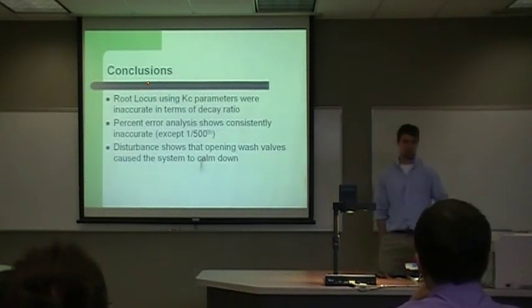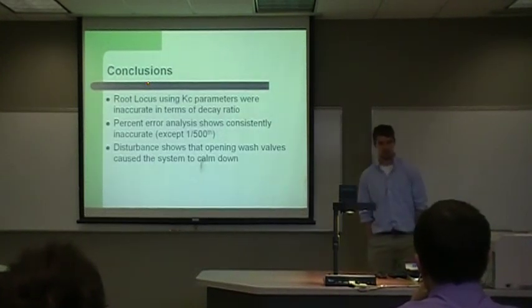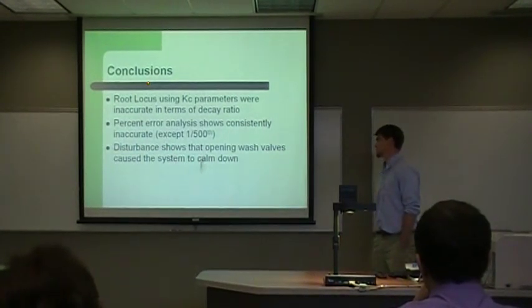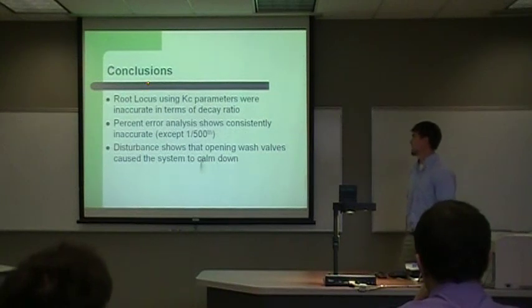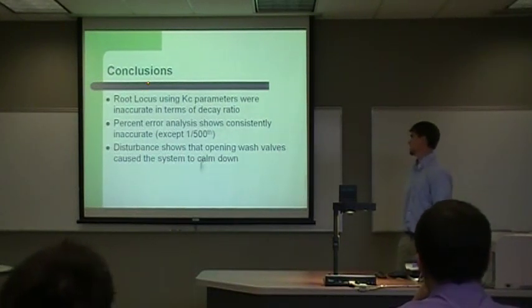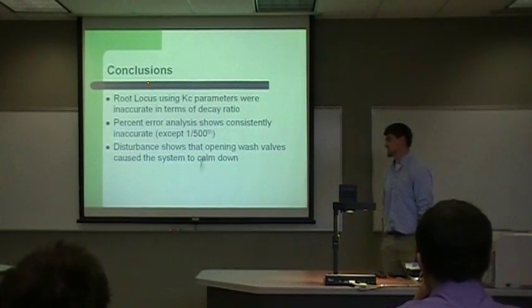Conclusions: root locus using KC parameters is inaccurate in terms of decay ratio, but it does consistently predict the same type of values except for that one. Percent error analysis shows consistency. And the disturbance shows that opening the wash valves causes the system to calm down.